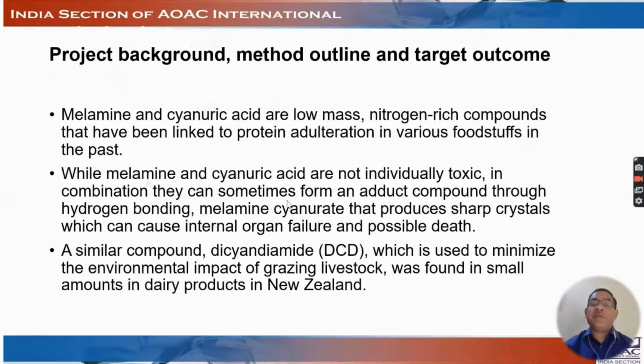While melamine and cyanuric acid are not individually toxic, what happens is that when they come together, they form an adduct, and this adduct is formed basically because of hydrogen bonding, and the product is melamine cyanurate. Melamine cyanurate produces sharp crystals and it gets deposited in certain internal organs, mainly the kidney, and it causes damage of the internal organ or failure of the organ, and that's the reason the concerned animal dies.